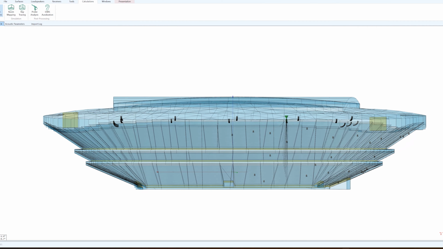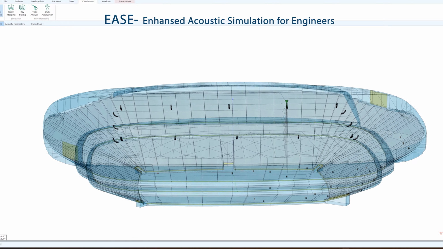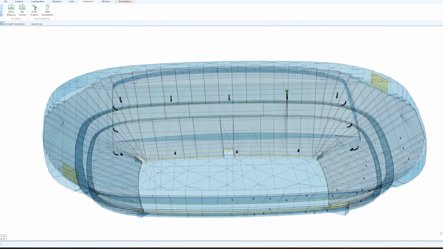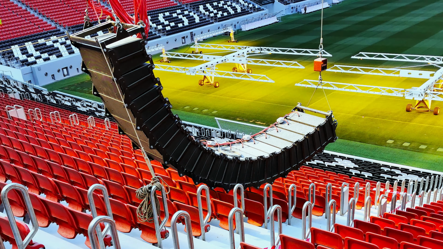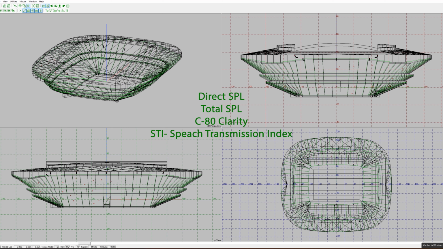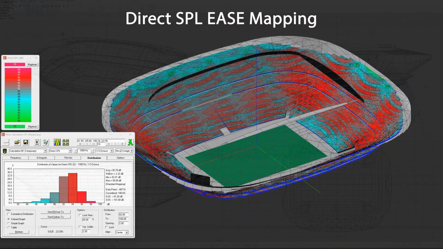For acoustic simulation, EASE, Enhanced Acoustic Simulation for Engineers, which is an industry standard software for acoustical studies, is used. This stadium has 16 line array cabinets of 15 each. Line arrays are used for the following acoustical simulations: direct SPL, total SPL, C80 clarity, and STI, the Speech Transmission Index.